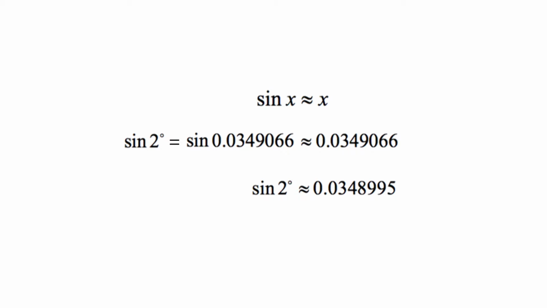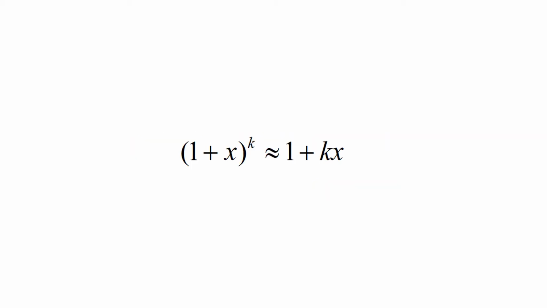Since sin x is approximately equal to x, it follows from the above that sin 2 degree is equal to sin of 0.0349066, which is approximately equal to 0.0349066. The approximation obtained using a calculator is sin 2 degree approximately equal to 0.0348995. We now show that when x is very near to 0 and k is any real number, then 1 plus x to the power k is approximately equal to 1 plus kx.